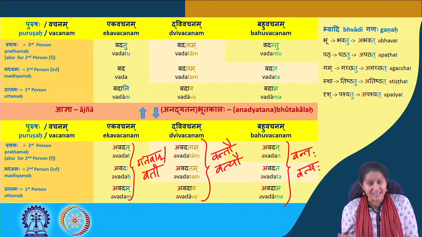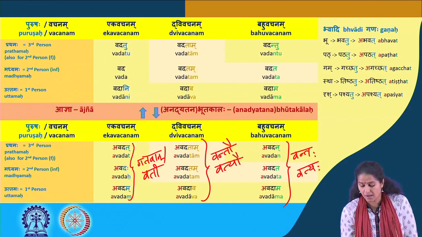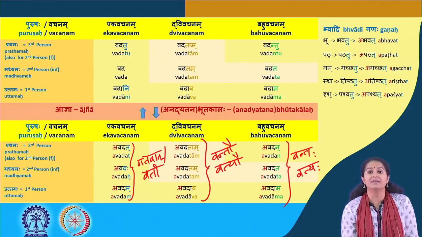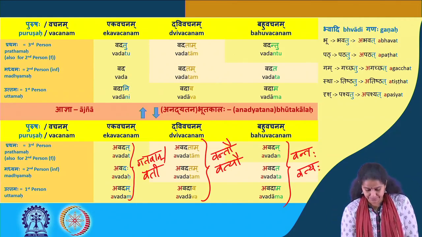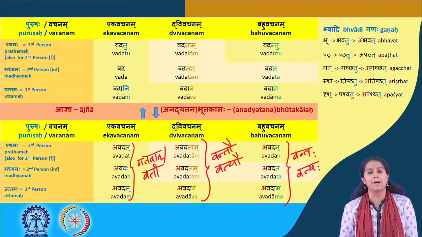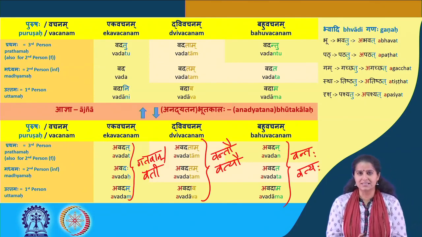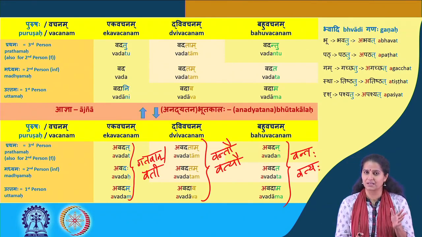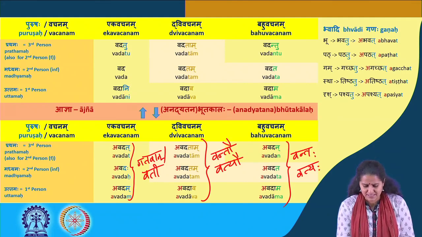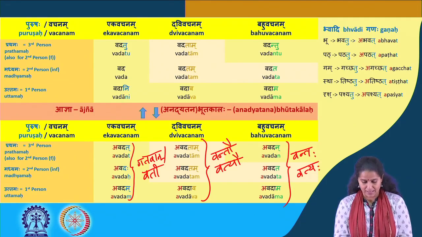So we have avadat, avadatam, avadan, avadah, the only place where there is a visarga. Avadatam, avadata, avadam, avadava, and avadama. So again, you can do a little similar comparison with the Vartamana Kala or the present tense and see that the I sort of drops out in the third person singular and plural, and in the first person singular as well. And there is no visarga, tam, tam, ta, the visarga gets shifted to the twam.